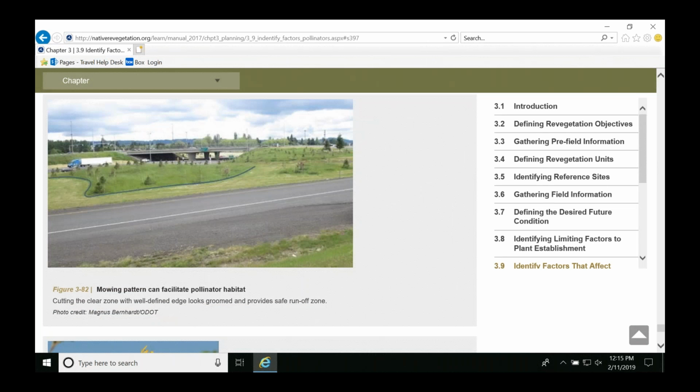So this is just another example of a page here where you can click through the chapters to find what you're interested in, and then we just talk about specifics. So here they're just talking about roadside design and what makes good pollinator habitat, what doesn't, and how you might go about designing something like this in your project.